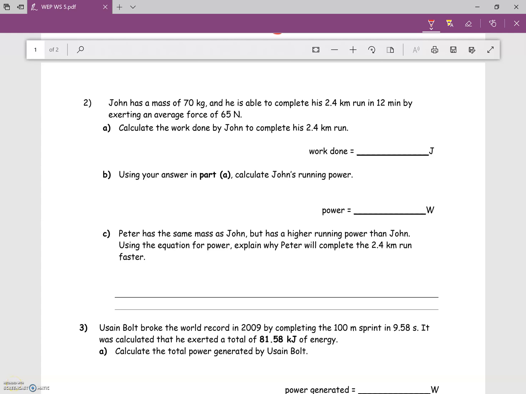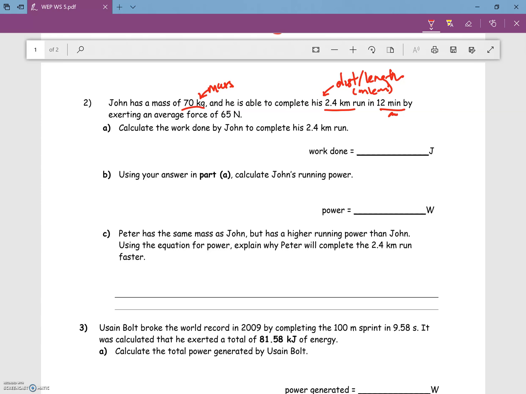Okay, now let's go on to question 2. So question 2 has many details inside the first sentence, so let's take note and dissect it properly. First thing it says: John has a mass of 70 kg, so this is the mass. He's able to complete a 2.4 km run, so this is the distance or the length. Do take note that this is in km, okay?